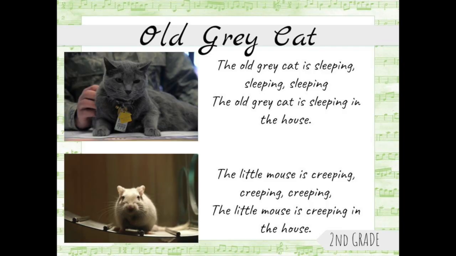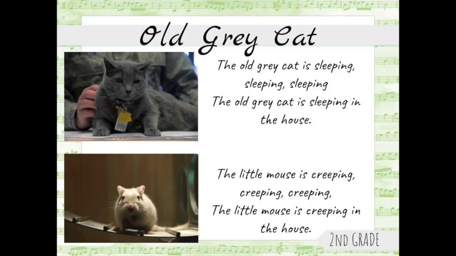So the old gray cat goes, the old gray cat is sleeping, sleeping, sleeping. The old gray cat is sleeping in the house. Oh, I messed up that ending. It's okay. And then the second verse goes, the little mouse is creeping, creeping, creeping. The little mouse is creeping through the house.